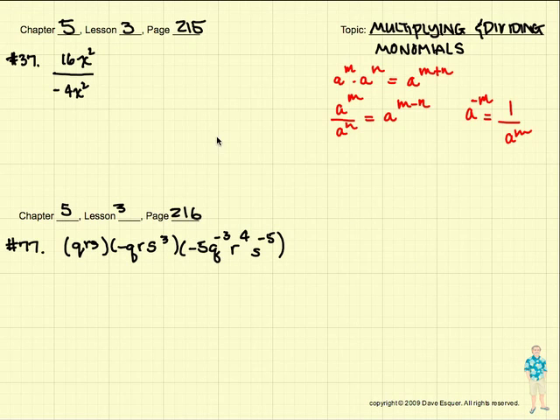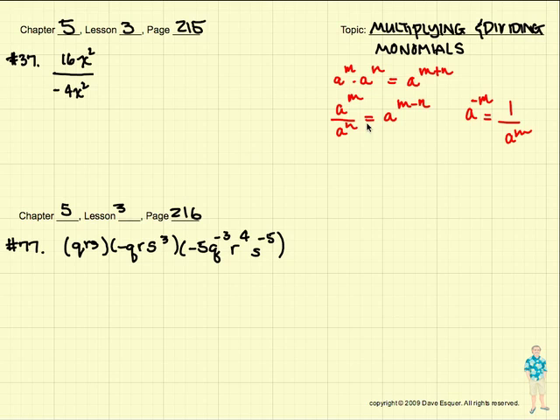Good morning. Chapter 5, Lesson 3 is on page 215. We're going to be multiplying and dividing monomials. Pretty simple stuff. Monomials, remember, are numbers, variables, or products of numbers and variables with whole number exponents. They have to have whole numbers as the exponents. And we remember that monomials that just have numbers, we call those constants, like -8 or something.